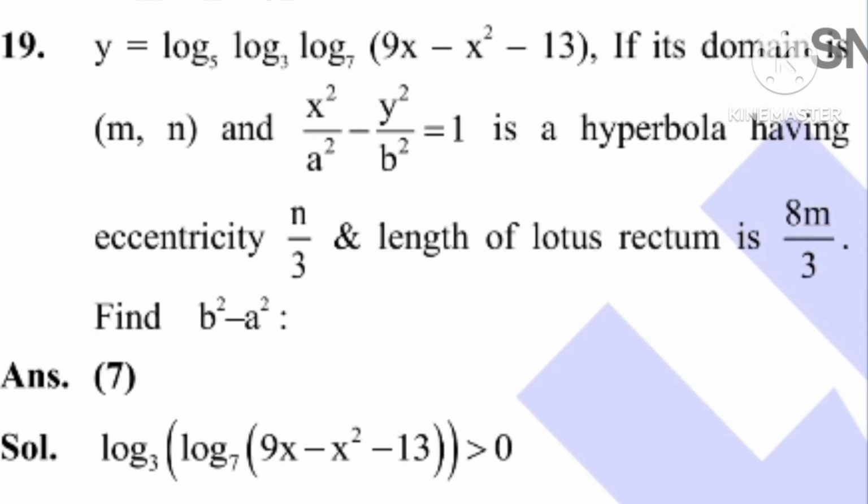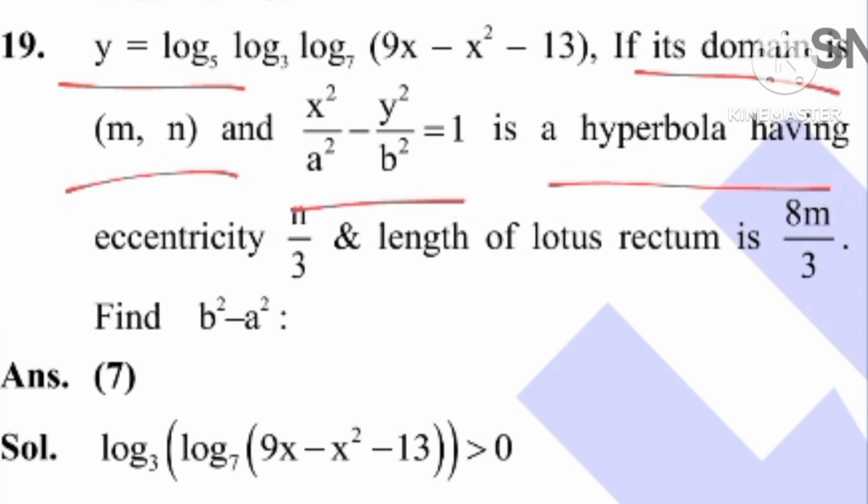Question number 19. If y is equal to log base 5 of log base 3 of log base 7 of 9x minus x square minus 13, if its domain is m to n, and x square by a square minus y square by b square is equal to 1 is a hyperbola having the eccentricity n by 3, and length of the latus rectum is 8m by 3, find b square minus m square.